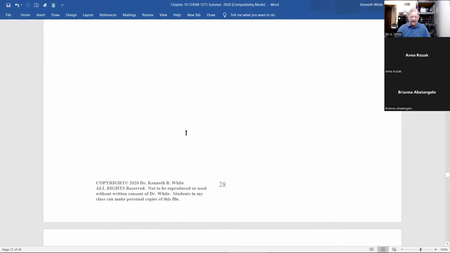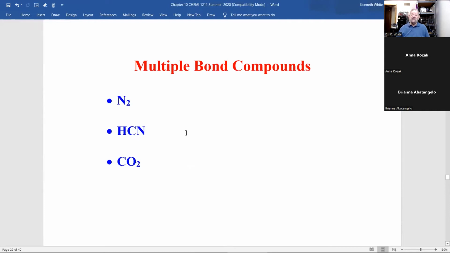So what does this mean? Well, it means there's certain types of bonds that you can show with a Lewis structure. And let's look at something that you're all using right now, at least I hope you are. As you inhale, the air around you contains 80% by weight nitrogen gas, N2.